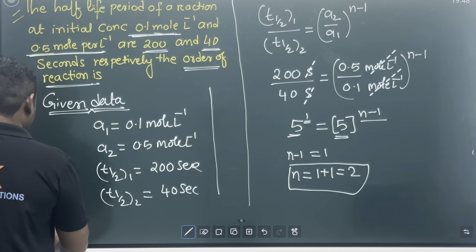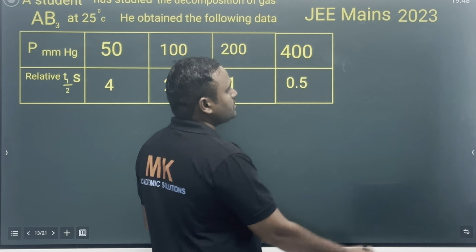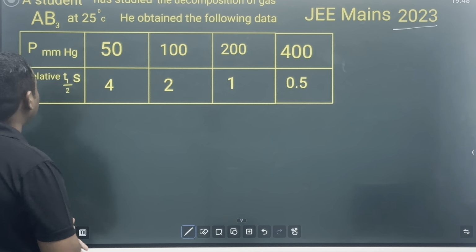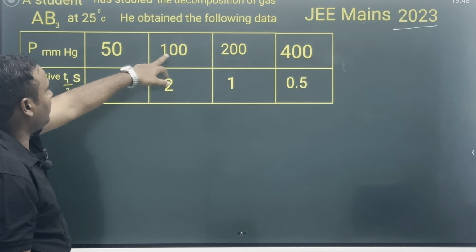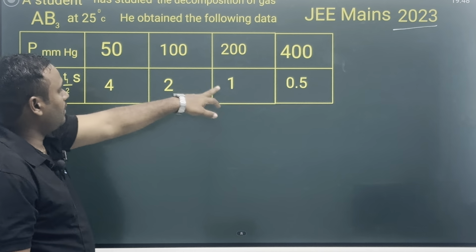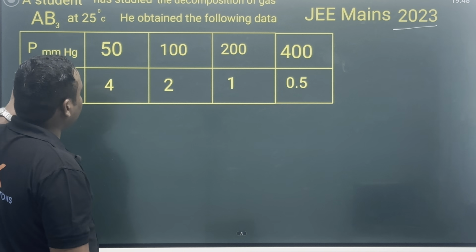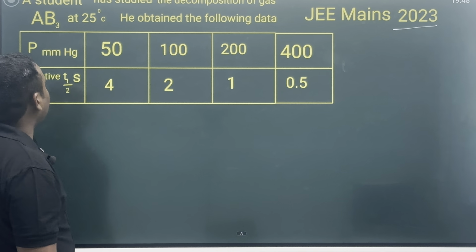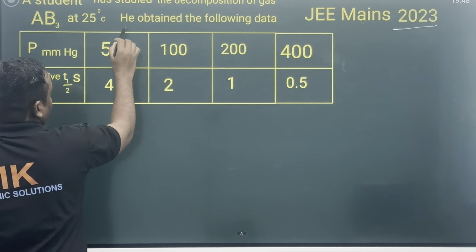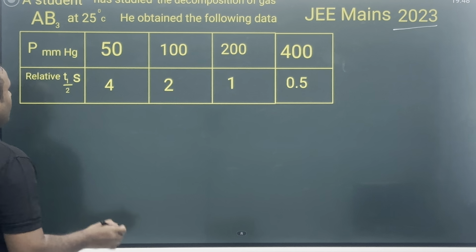Okay, right. Next let us see one more question which was asked in JEE Mains 2023, a recent question. So what they have given is pressure in mm of Hg: 50, 100, 200, 400. Relative T half: 4, 2, 1, 0.5. A student has studied the decomposition of gas AB3 at 25 degrees Celsius. He obtained the following data. Find the order of reaction.